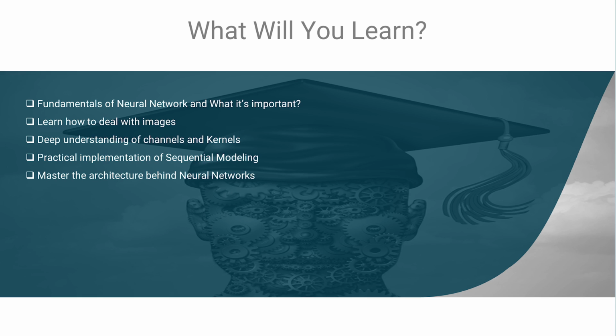So what you're going to learn under this particular course: you're going to understand the fundamentals of neural networks and why they are important. We are going to understand how to deal with images. At the same time, we're going to have a deep understanding of channels and kernels, and we're going to see what sequential modeling is and how we implement it with different characteristics, or maybe with different algorithms that we use in day-to-day life.